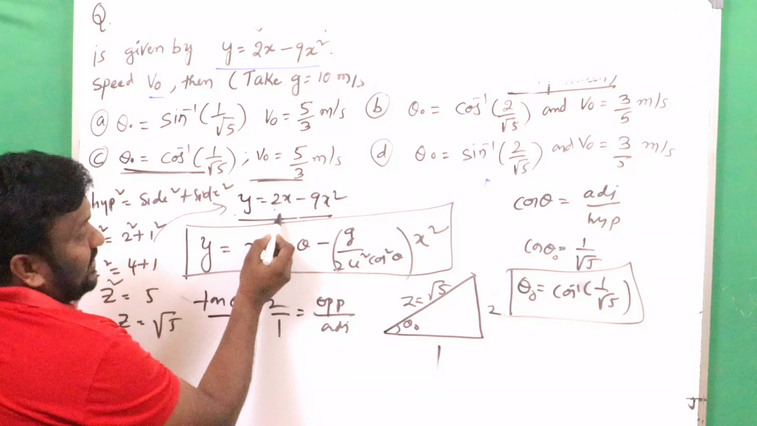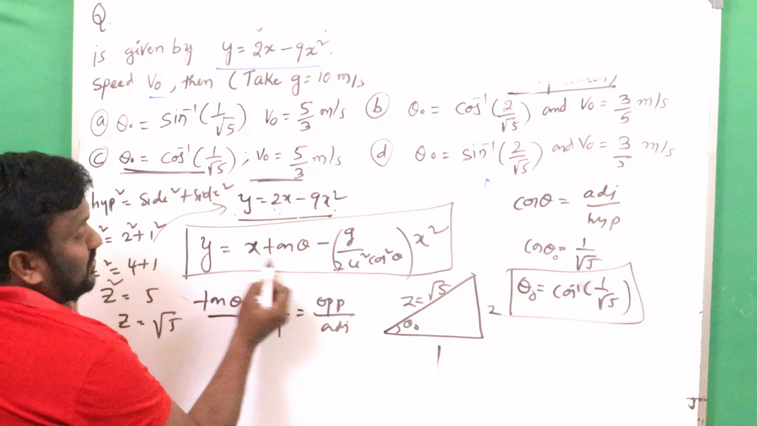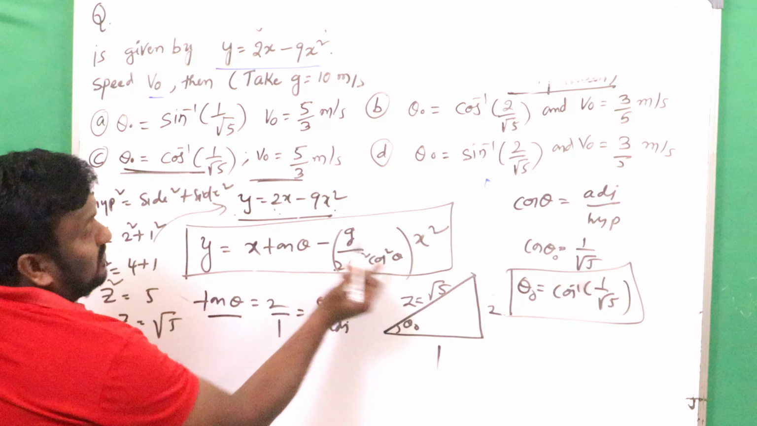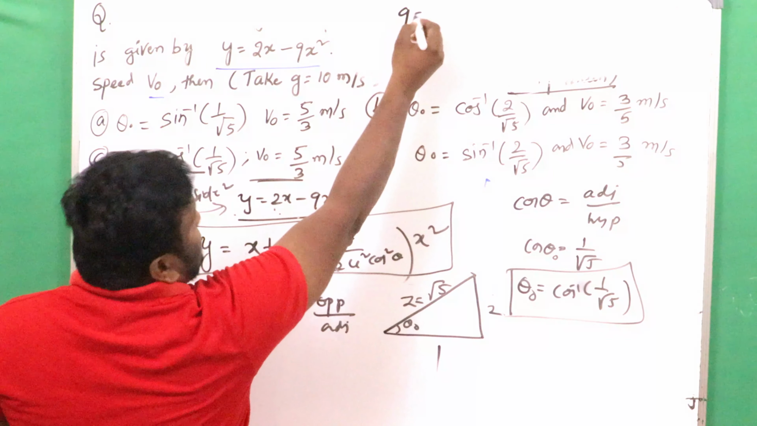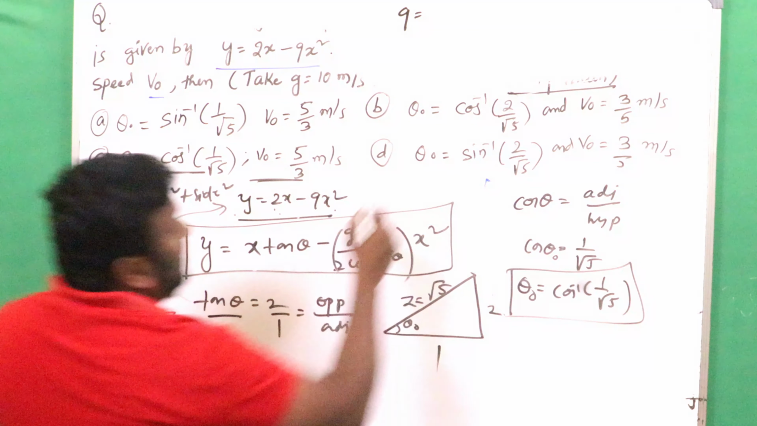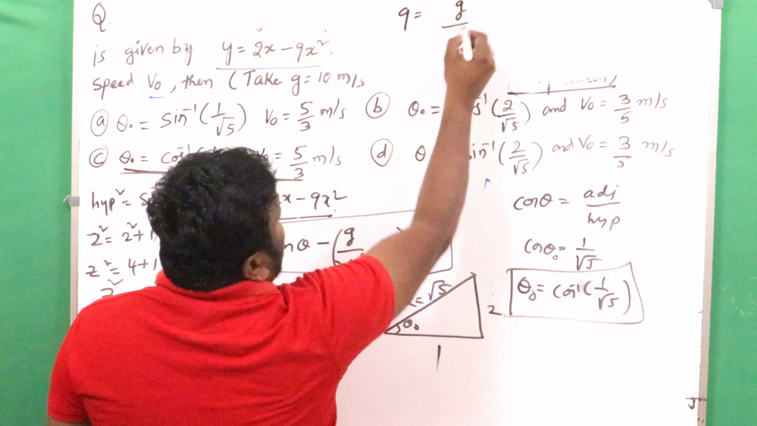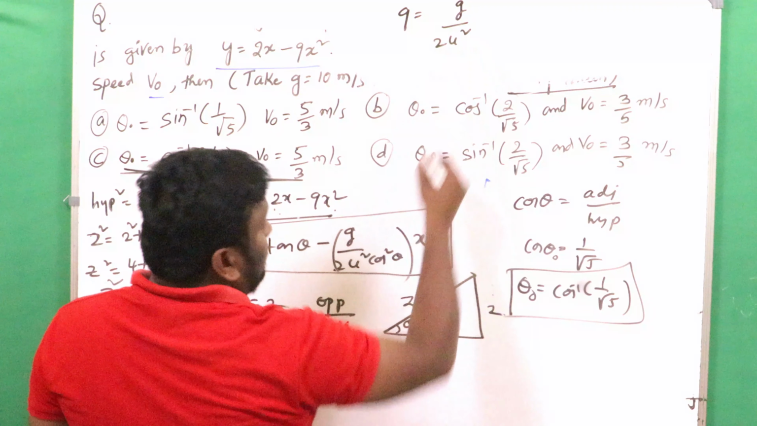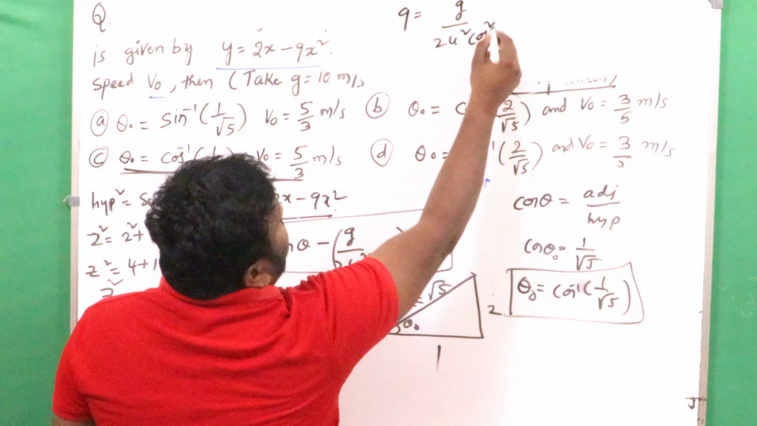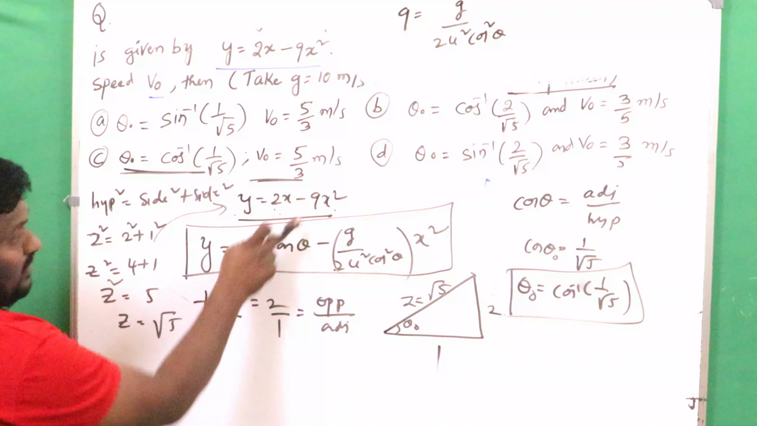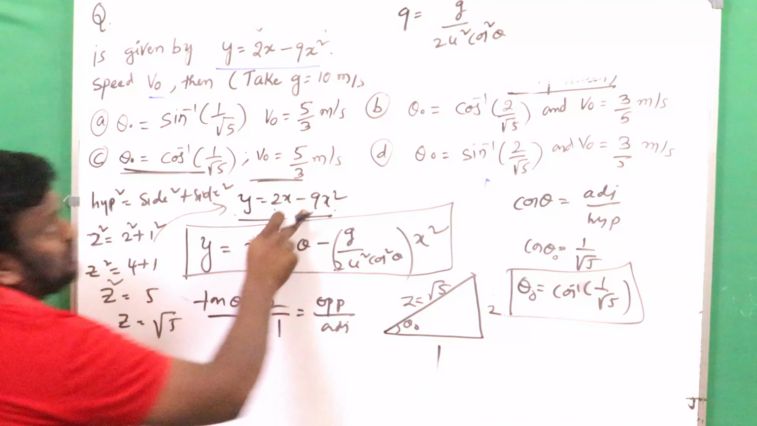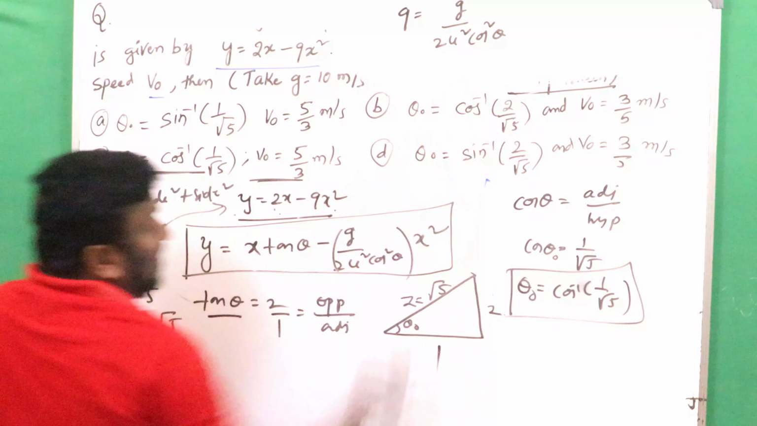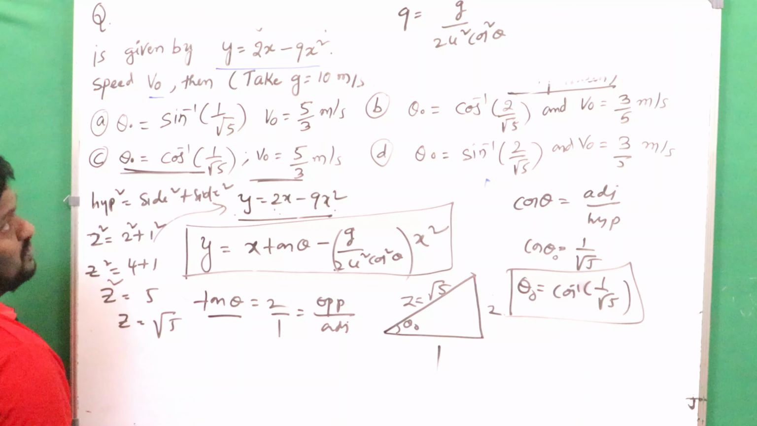y is equal to 2x minus 9x square, and y is equal to tan theta into x minus this one. From two equations we can write 9 is equal to g by 2u square cos square theta. Clear? By comparing these two equations, we can write 9 is equal to g by 2u square cos square theta.